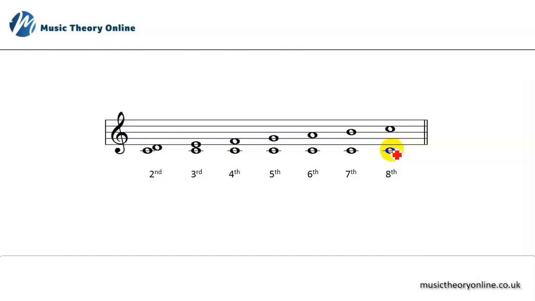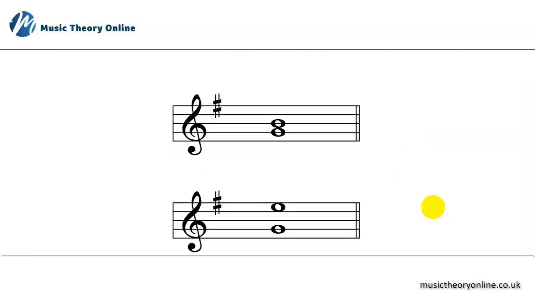We just count the bottom note as 1, space would be 2, line would be 3, space would be 4, line would be 5, that space is 6, line 7, and you can see that the note is an eighth, so that's a harmonic eighth. Let's look at a couple more examples. We've got the note G and B, and that is a harmonic interval of a third.